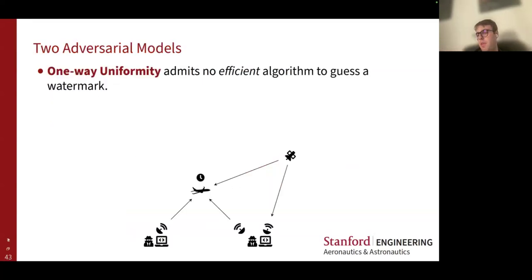Okay, so now it's time to evaluate the security of this watermark. We have two adversarial models. First, we have to understand that one-way uniformity admits no efficient algorithm to guess a watermark. That means the only thing an adversary can do is an exhaustive guess. There's nothing in the function that says I'm more likely to pick chip number 2 than I am to pick chip number 3.